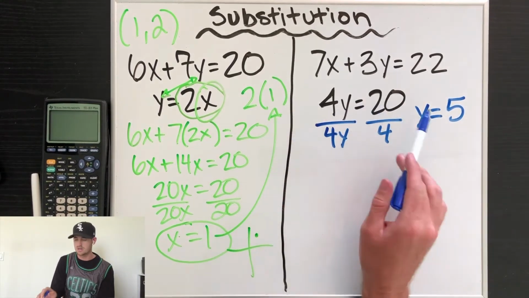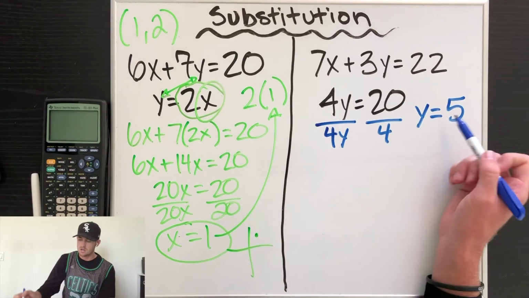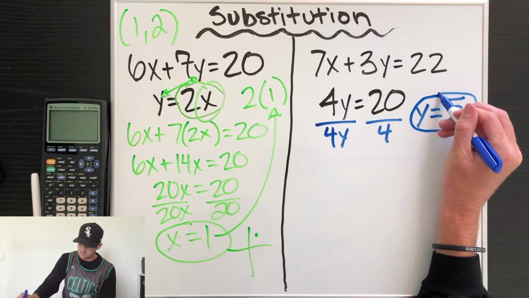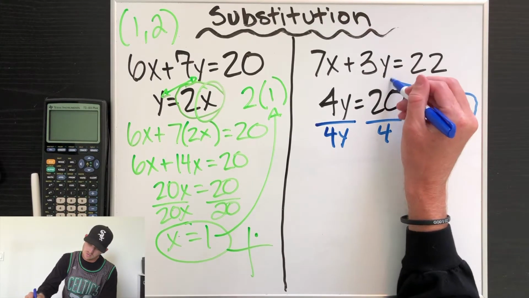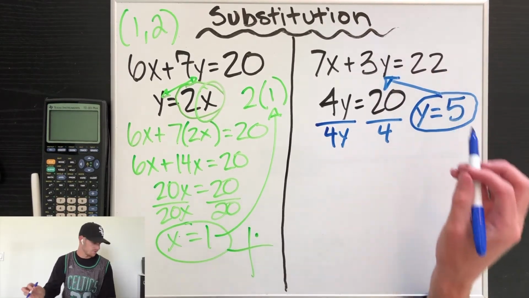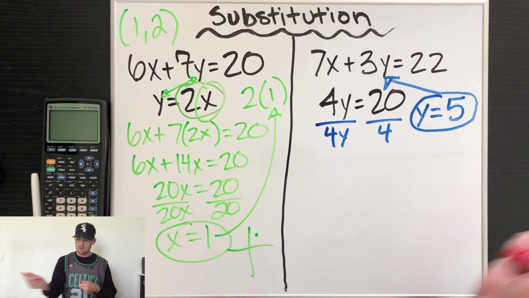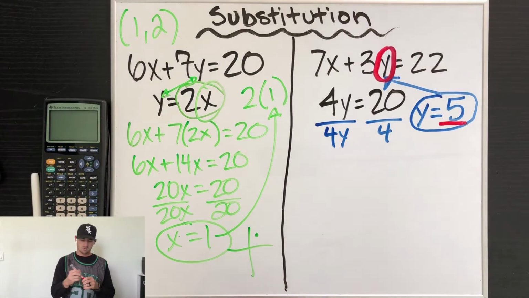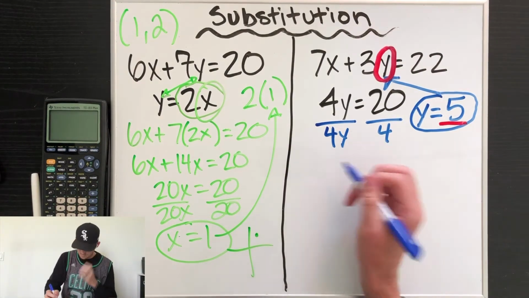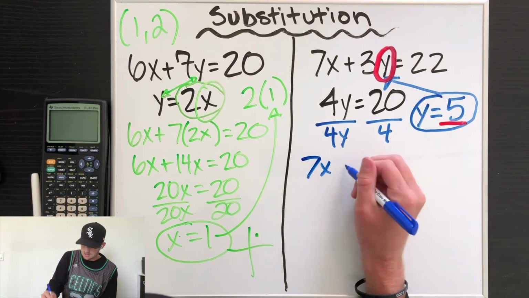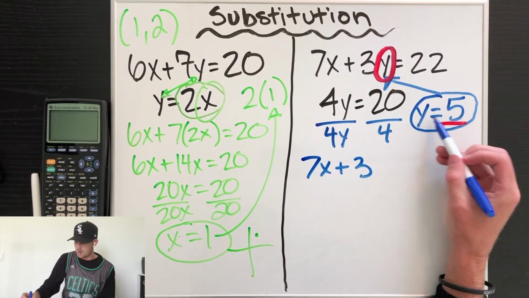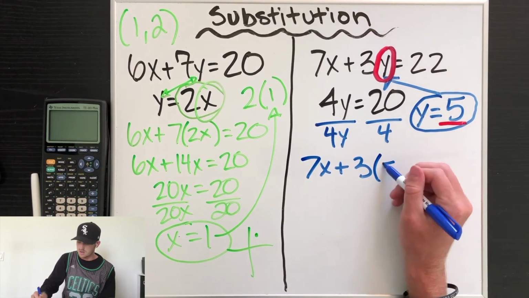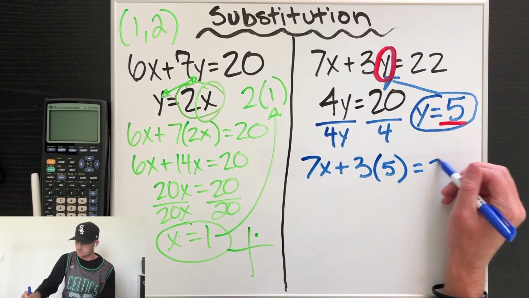Now it's the same problem as this one over here. We'll plug in this y, so y equals 5. Now we're plugging that 5 right there for y. So we'll rewrite a new problem. We got 7x plus 3, well, y equals 5, so that y is not y anymore, it's 5, equals 22.